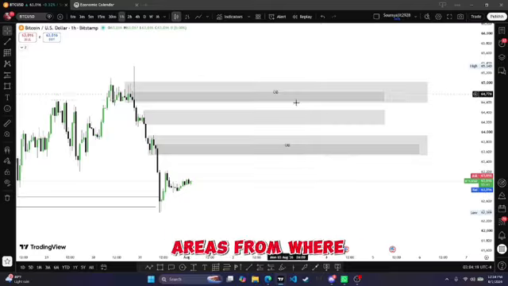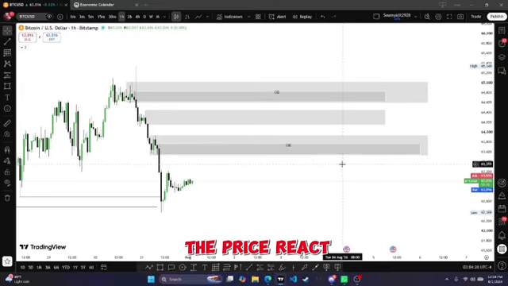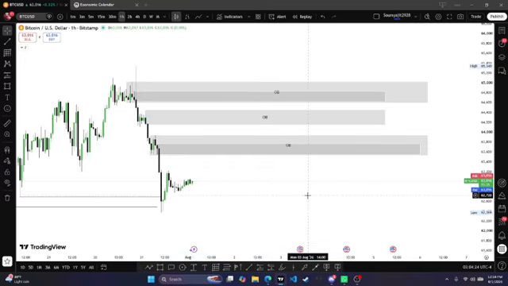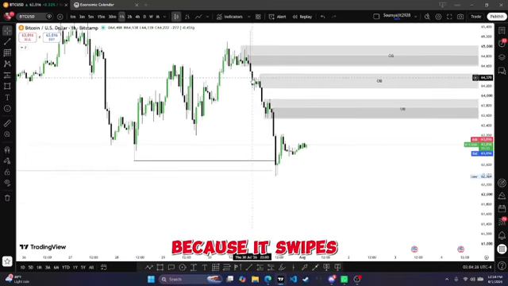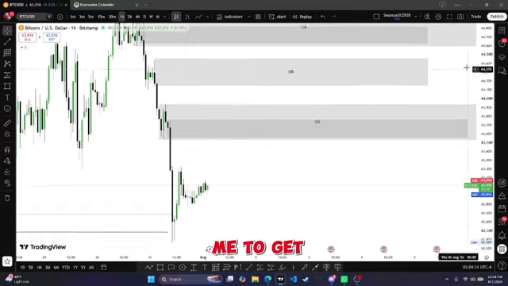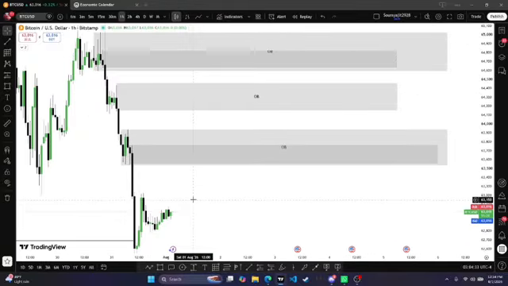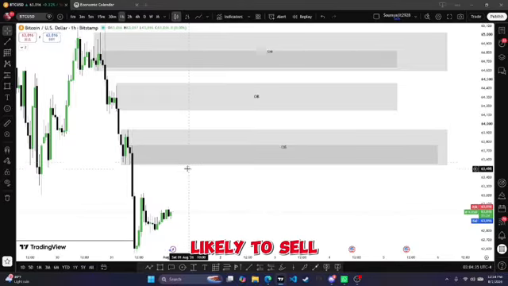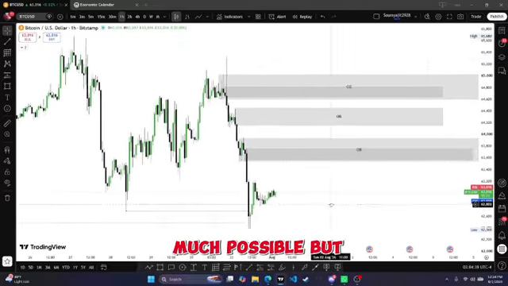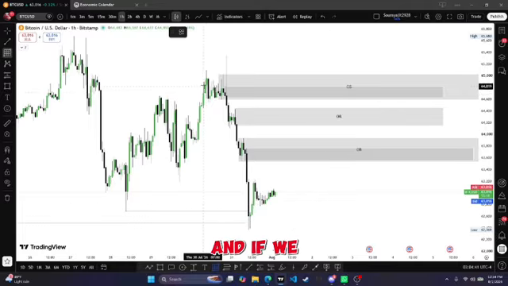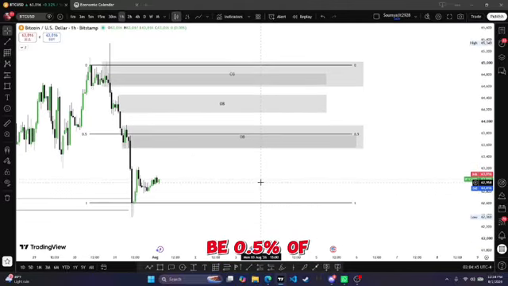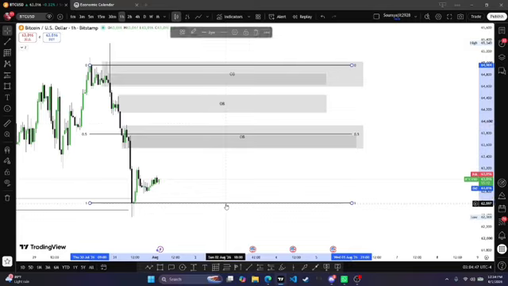So we have multiple areas from where we can see the price react, but I would like to take it particularly from this one because it sweeps some internal liquidity over here. So it is very likely for me to get a sell over there. But it is also likely to sell from here because we are at equilibrium. So it's very much possible, but it depends. And if we take a sell over here, then it will be 0.5% risk.